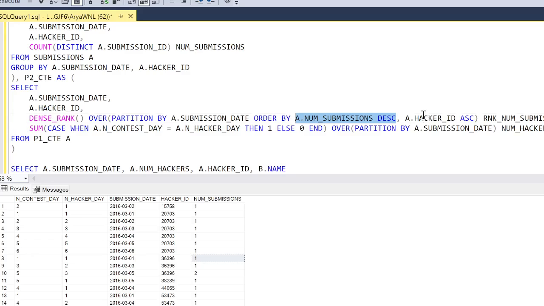So that's why I am doing order by number of submissions descending, and then by hacker ID in ascending, and I am giving it the alias RNK, number of submissions. I hope you understand this. So from this column I will get the result.